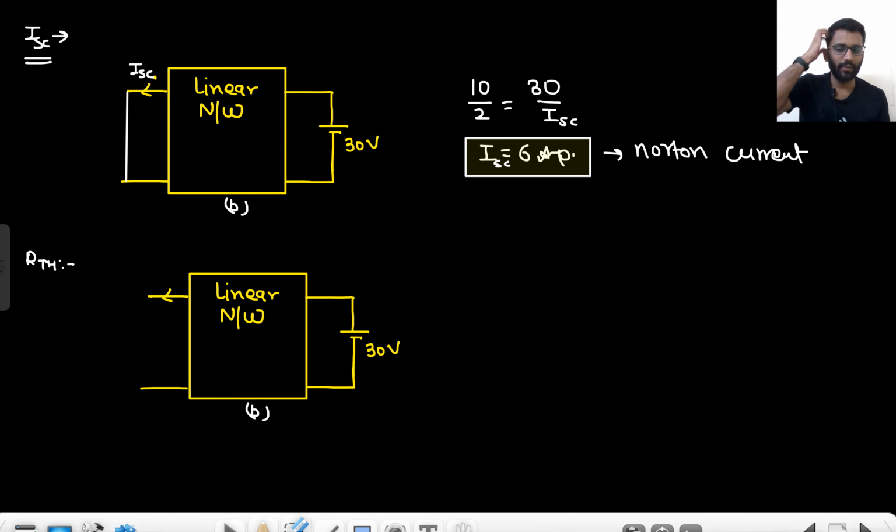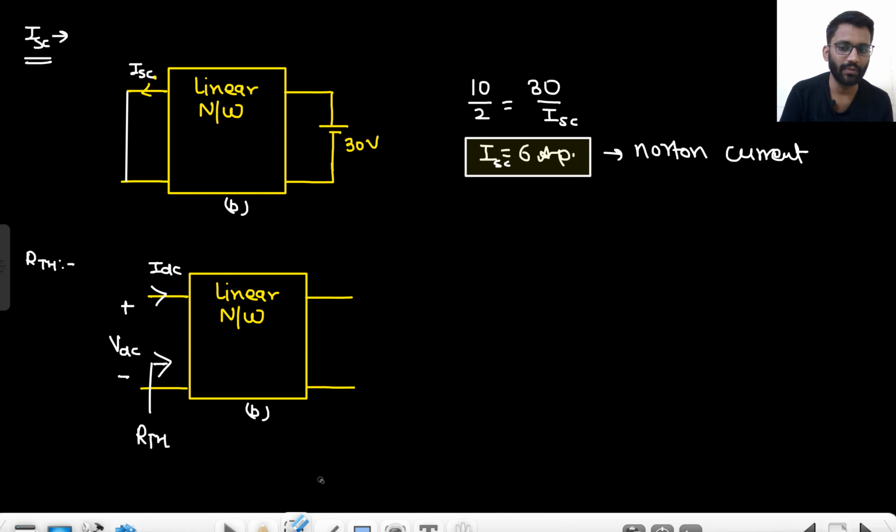Now we can find the RTH here. While finding RTH, we first open circuit it, then apply a voltage VDC and get IDC out of it, right? Also, what do we do with the independent source? We nullify the effect, so this will simply be replaced with a short circuit. Now this is our circuit: a network, a voltage source and current, and a short circuit. What was given to us? Tell me one thing. What was given to us?